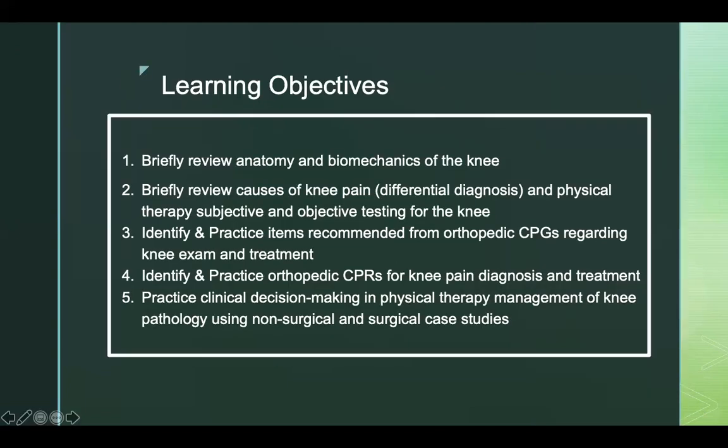So, learning objectives for this course: we want to briefly review and identify pertinent anatomy and biomechanics of the knee joint. We want to briefly review causes of knee pain, so differential diagnosis as it relates to physical therapy and primarily orthopedic diagnoses, but also some screening. We want to discuss and practice physical therapy subjective and objective testing for the knee.